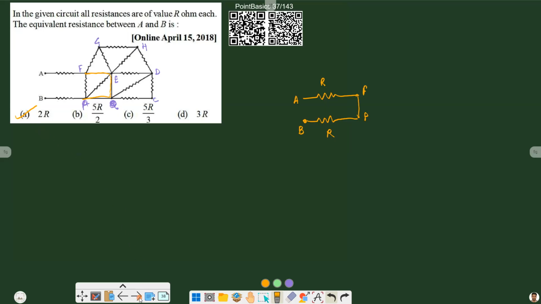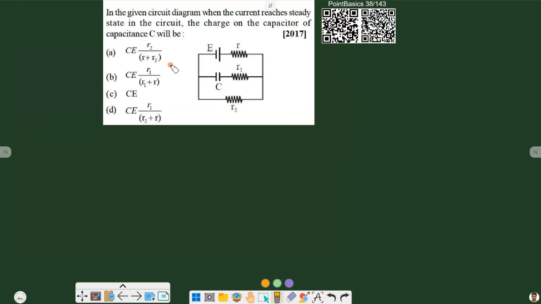Moving to the next question. In the given circuit diagram, when the current reaches steady state in the circuit, the charge on the capacitor C will be. So we have to find out the charge on the capacitor when it reaches steady state. In steady state, the capacitor is fully charged, and when the capacitor is fully charged, there is no current flowing through it. So in steady state, if no current is flowing through it, then R1 is disconnected from the circuit.